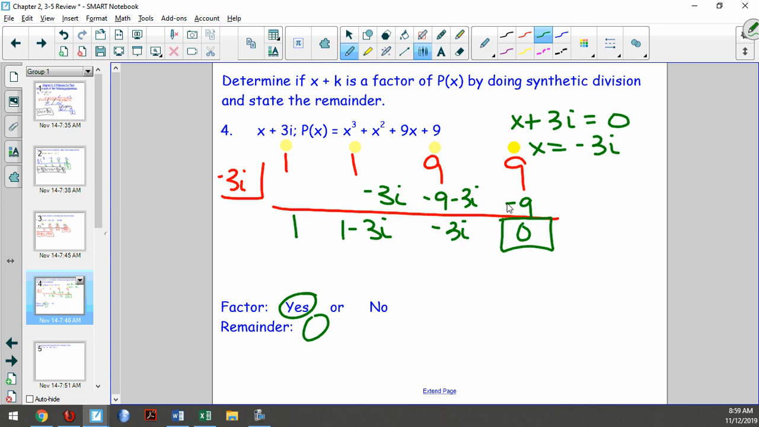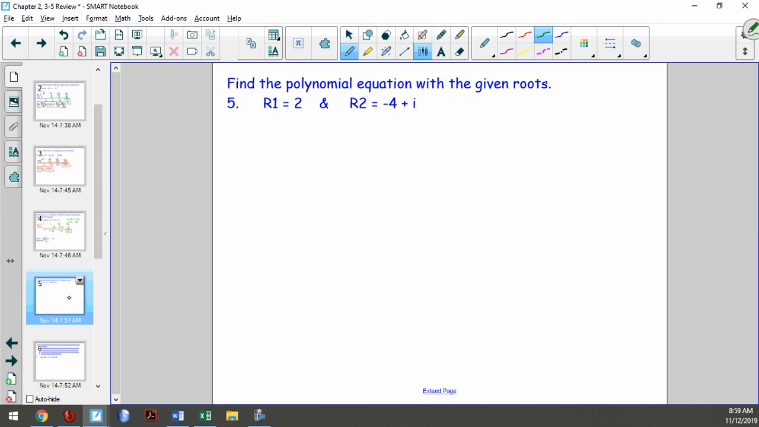Okay, let's go to the next thing. The next thing is to find the polynomial of the equation with the given roots. I give you root 1 is equal to 2, and root 2 is equal to negative 4 plus i. As soon as you see that you have an imaginary number, you immediately can say, oh, well, that means root 3 is negative 4 minus i, because that is the conjugate of the complex number negative 4 plus i, which is root 2. Do we all understand what I just said? We good? Yeah?